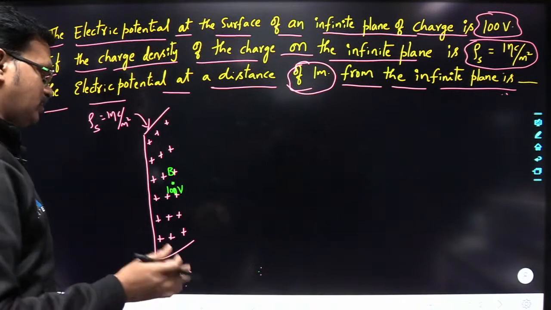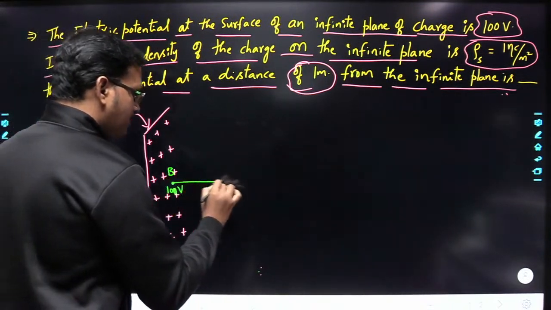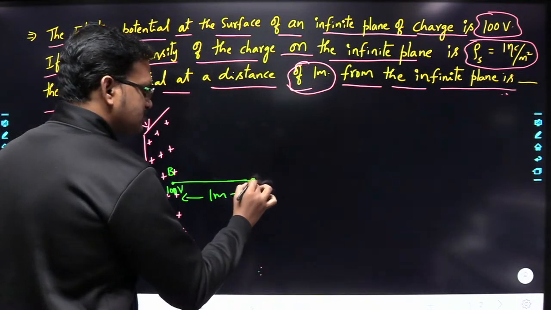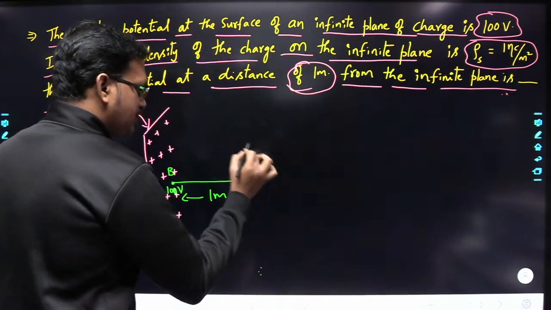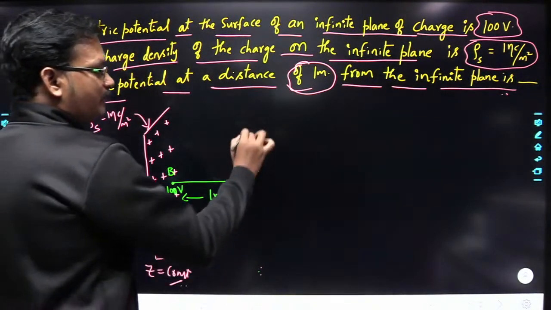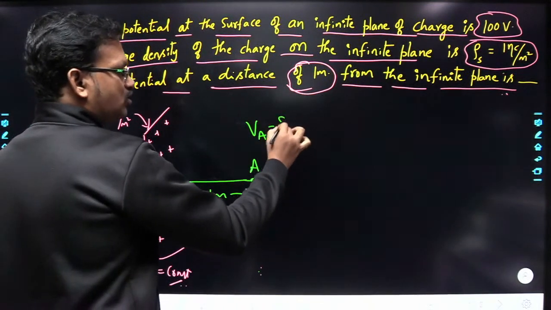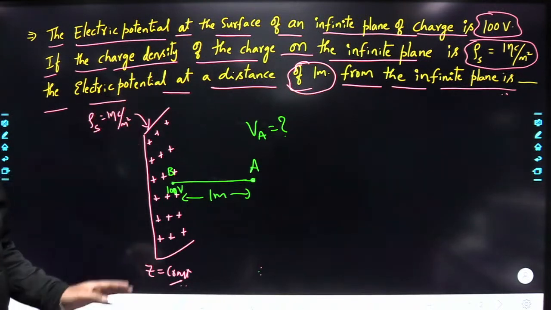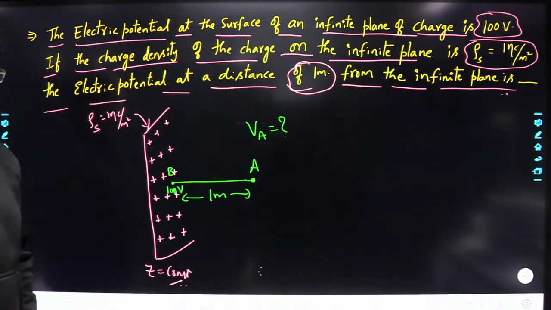Now what they are asking is to determine the electric potential at a distance of 1 meter from the infinite plane. If you move a 1 meter distance from the infinite plane, let us consider this point as A. You have to determine the potential at A due to this infinite sheet charge.